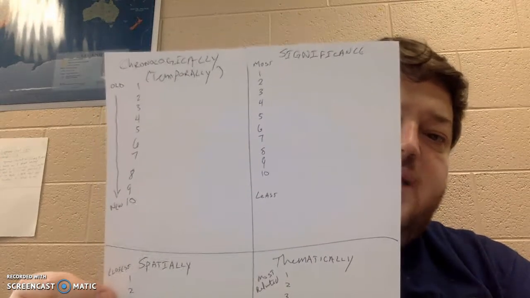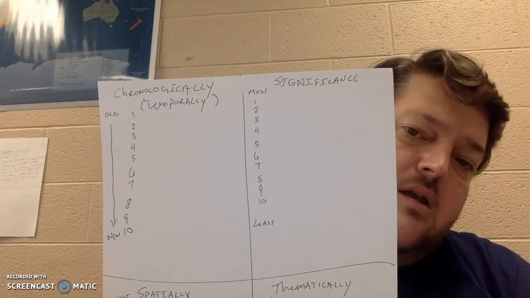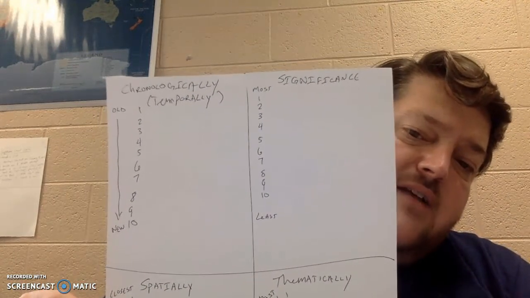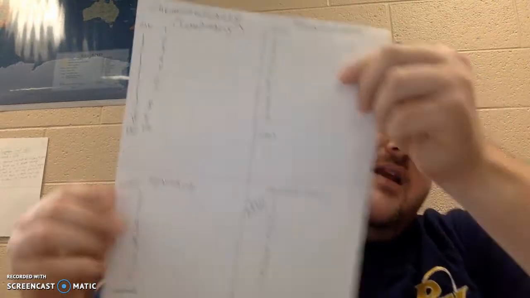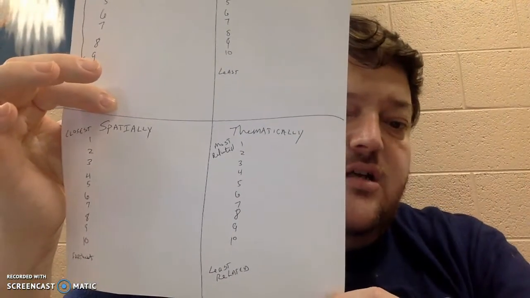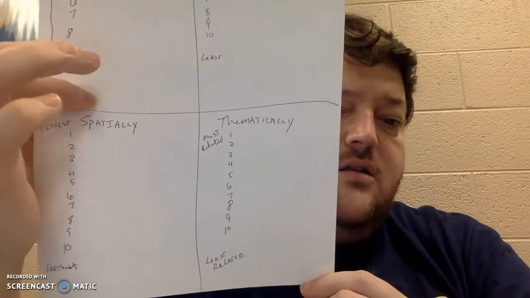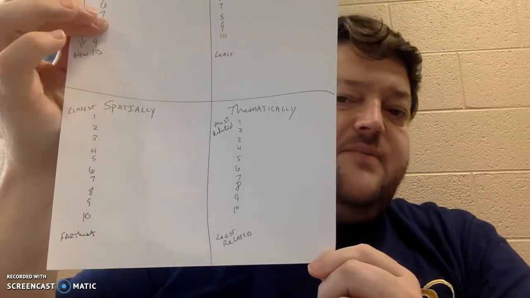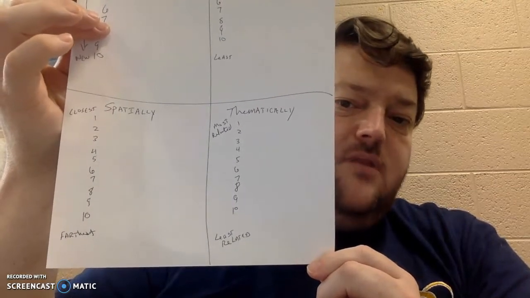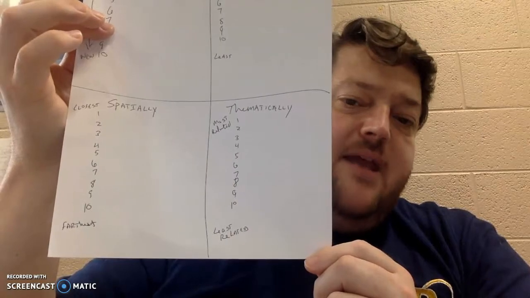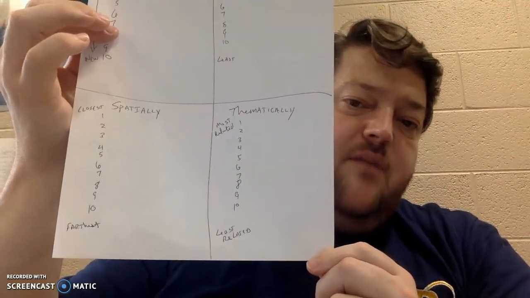Okay. The next one, we're going to do significance. That's going to be most to least, numbered 1 to 10. Then we're going to do spatially. Spatially, closest to farthest. And last but not least, thematically, most related and least related. So go ahead and get that made. Pause it if you need to, and then come right back, and then we'll talk about why we're doing this.